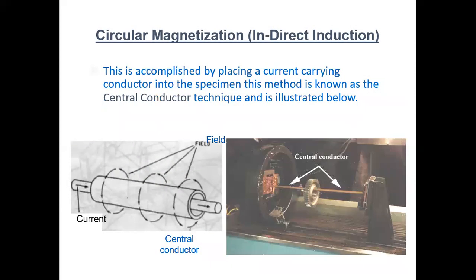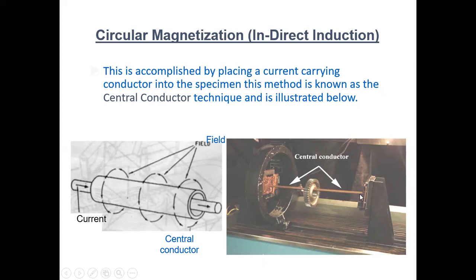Now circular magnetization, indirect induction. See, this is the example. Again, this arrangement is a little bit the same as headshot, but here this is the conductor, and the purpose of the conductor is only to pass the current. We are passing the current through the conductor. Here we are not passing current to the job or to this gear. So when we send current to this conductor, lines of force are generated, and that line of force is induced into the gear, and we get a circular magnetic field.